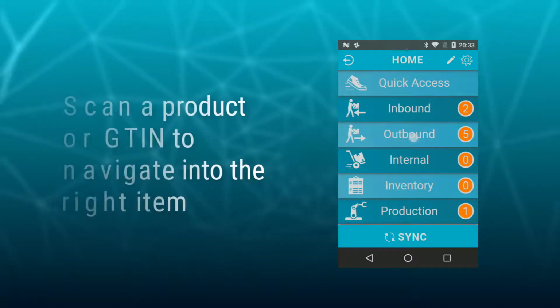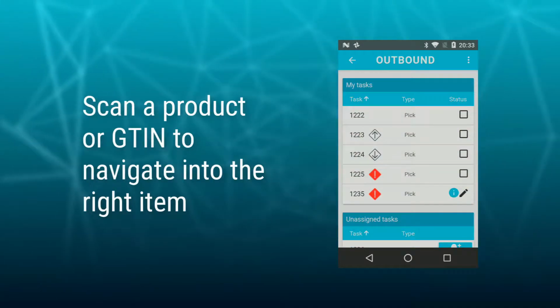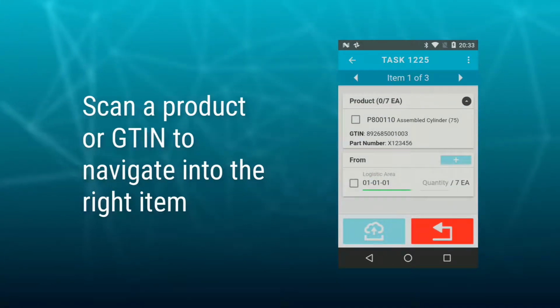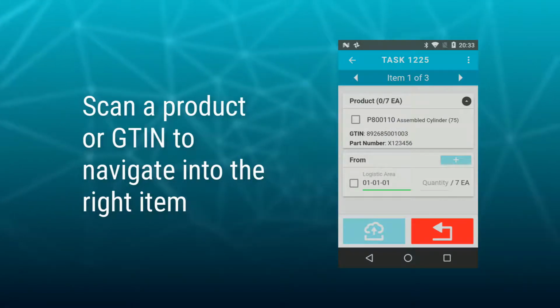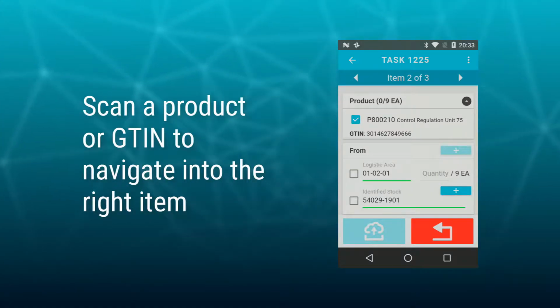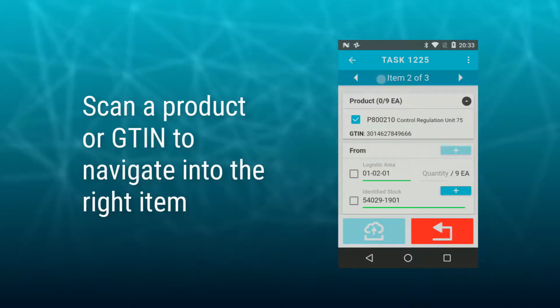In case you scan a product or GTIN barcode while you are on a task, SCAN4COUD checks if the product is listed in the task. In case it's available, the user interface switches to the item where the product is included.